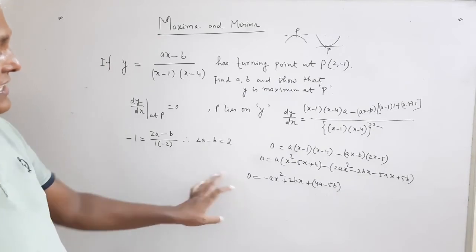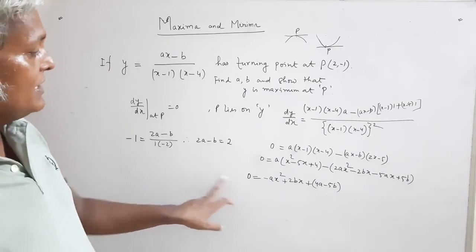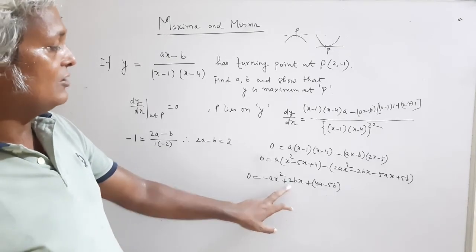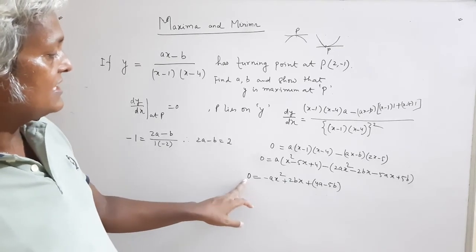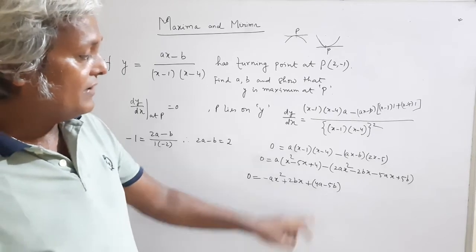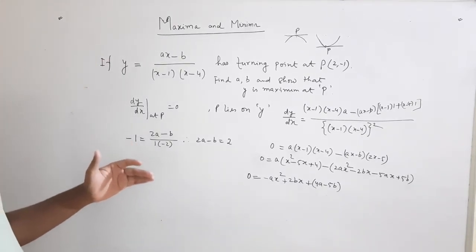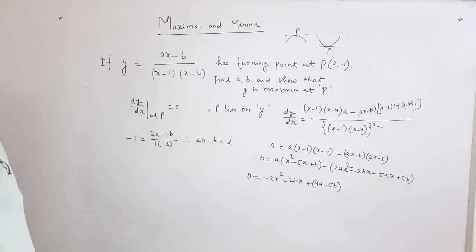On this side you find there is no x square. What does it mean? It means a is 0. There is no x term either, meaning b is 0, and there is just a constant term which is 0. It means 5a minus 4b is 0. So on the basis of this comparison we have to find the value of a and b.